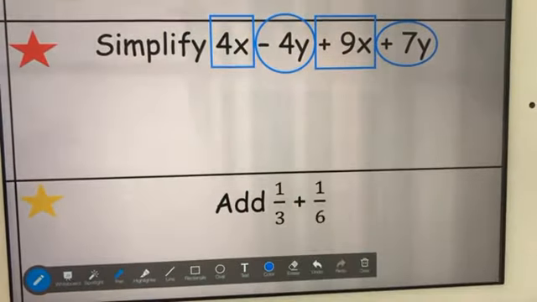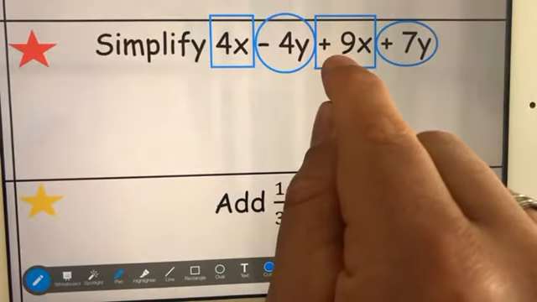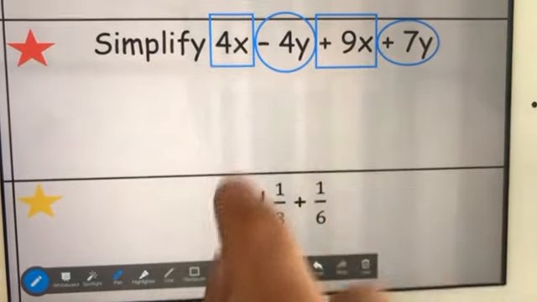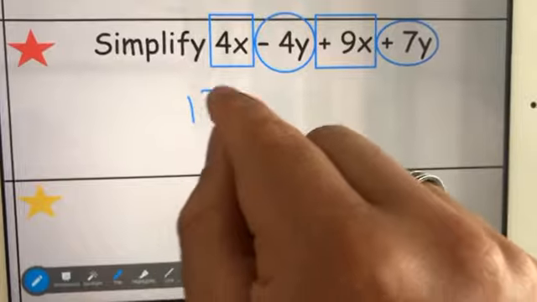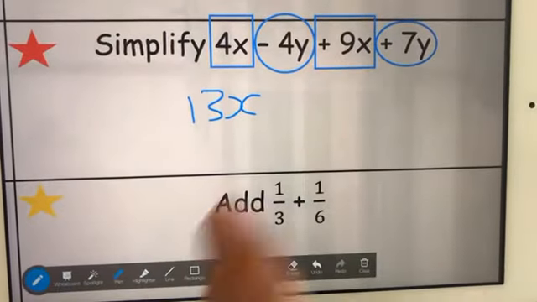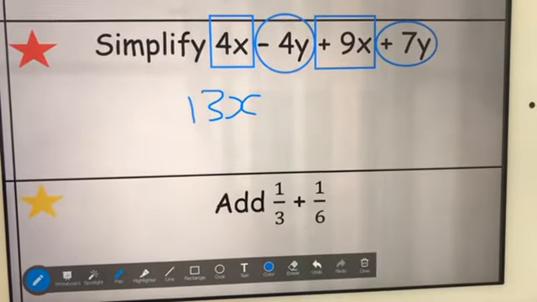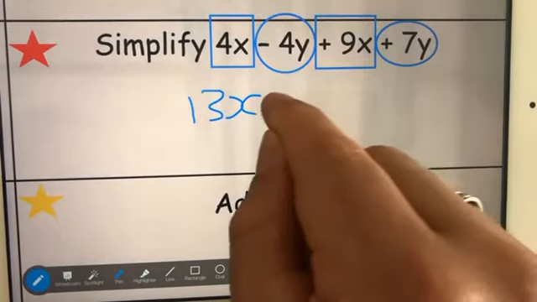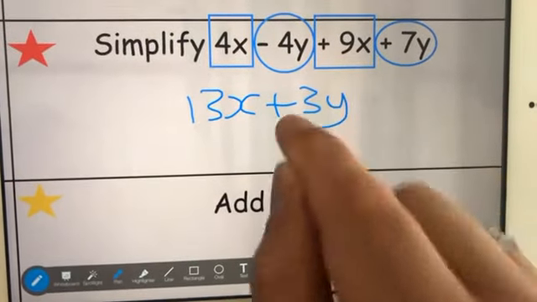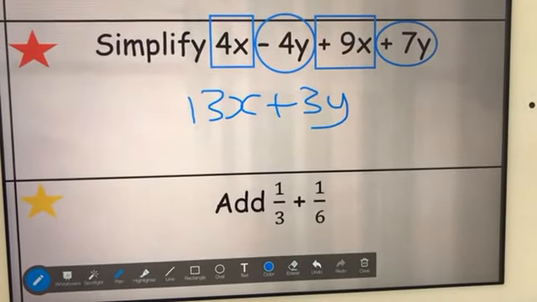Now the ones with rectangles on I'm going to focus on first. 4x plus 9x. Now this is why it's important to get the sign in front, because you know that's a positive 9 and that's a positive 4. Together they make 13 x's. Then I've got minus 4 and positive 7, which is the same as 7 take away 4, which makes 3y's. So my answer is 13x plus 3y for 1 point.